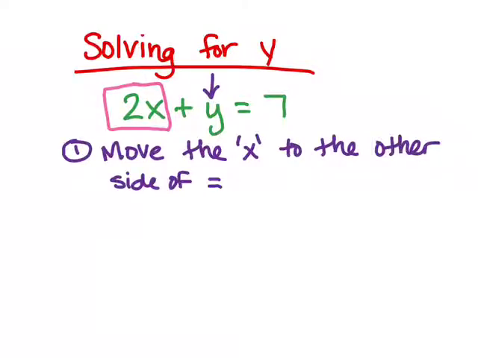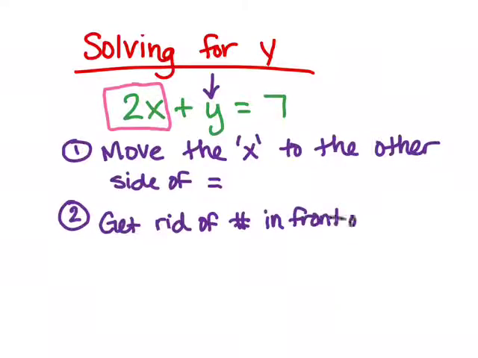And then step number 2, and this won't always be necessary, but if it's necessary, you are going to get rid of the number in front of the y. In this case, I don't have a number in front of the y, but we'll get to some examples where there is a number in front of the y that you'll have to get rid of. All right, so let's jump right into this and do an example. So let's take this one that I had right here, 2x plus y equals 7.